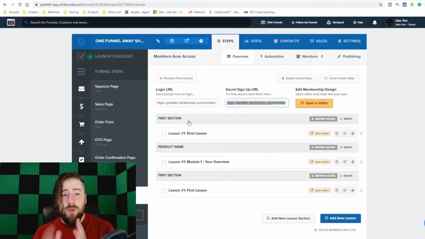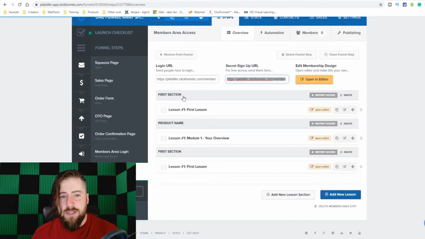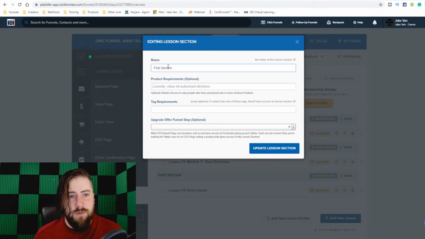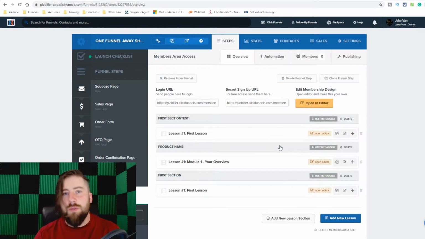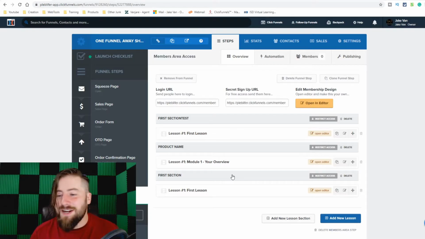All right, now when we're looking at this, we got the sections here and then the lessons right here. So what he's talking about is you can come over here, restrict access for people that didn't buy a particular product. So now this one would be restricted to only people that bought that untitled product that doesn't exist. Anyways, that's what he's talking about. So each item in the offer needs its own separate section.